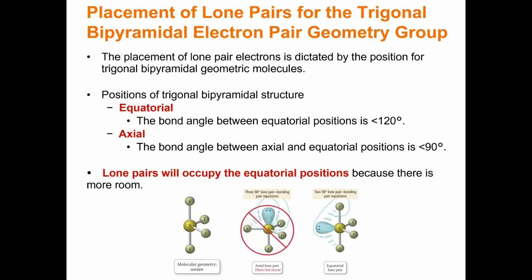The reason it would go on the side in the equatorial position is because, remember, this angle is 120 degrees, where the axial angle is 90 degrees, excuse me. If I put it in the axial position, now I have 90 degrees, 90 degrees, 90 degrees. That's not as far away as it could be. Whereas here I have 120, 120, and then just two 90 degrees rather than three. So it's more spaced out.